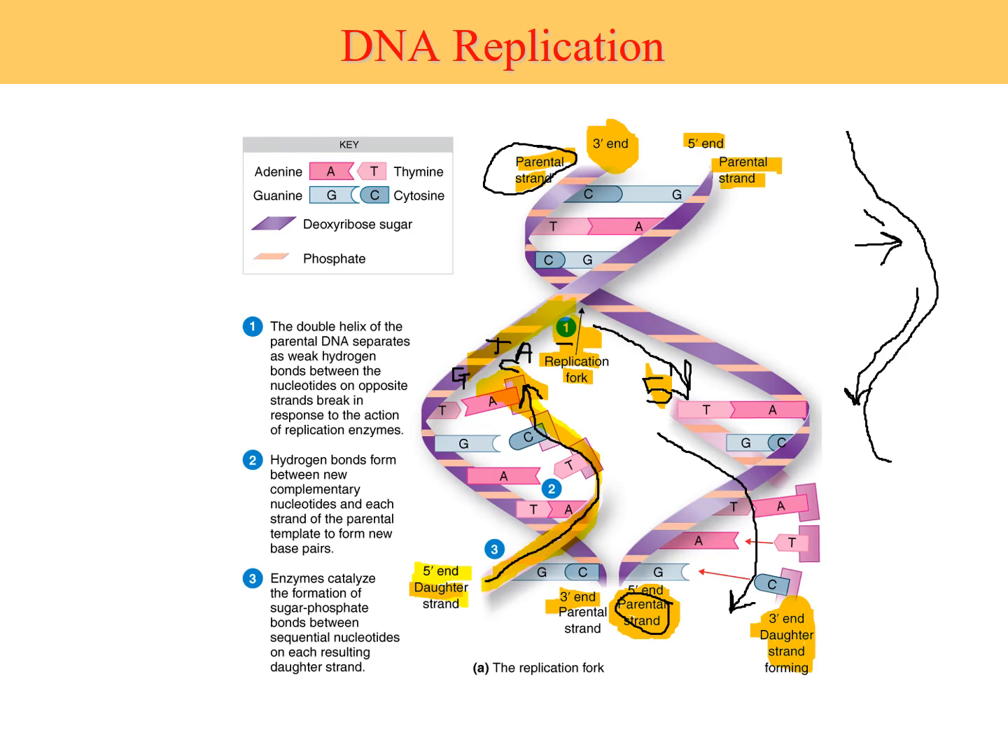And then another new one is made going back, and the replication fork keeps moving back up the parental strand as you get unwinding. So you get a continuous sequence of new daughter strands being made in the direction that I draw each arrow. You see? So they're always being made 5' to 3', but they're made in little short segments, and those short segments are called Okazaki fragments.